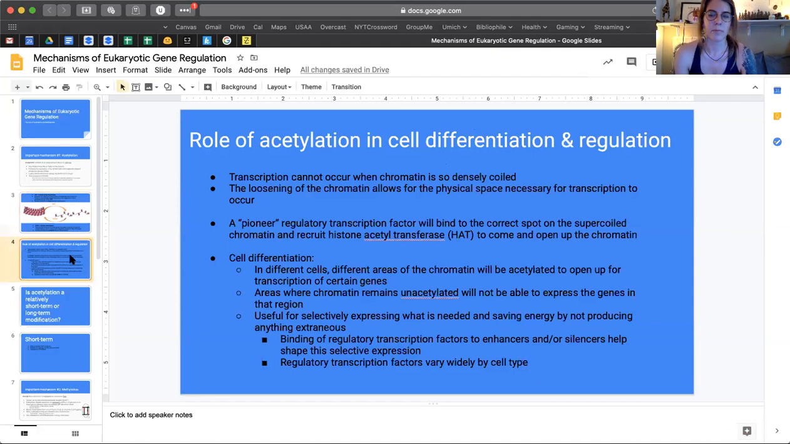And so hopefully you can remember from the lecture that we said that general transcription factors are going to be really similar across different cell types. So those ones are going to be relatively stable, no matter what type of cell that you're looking at. However, the regulatory transcription factors are going to be really, really different depending on what type of cell, what situation that you're in. And that's really helpful because those regulatory transcription factors are going to bind to really specific places on the chromatin.